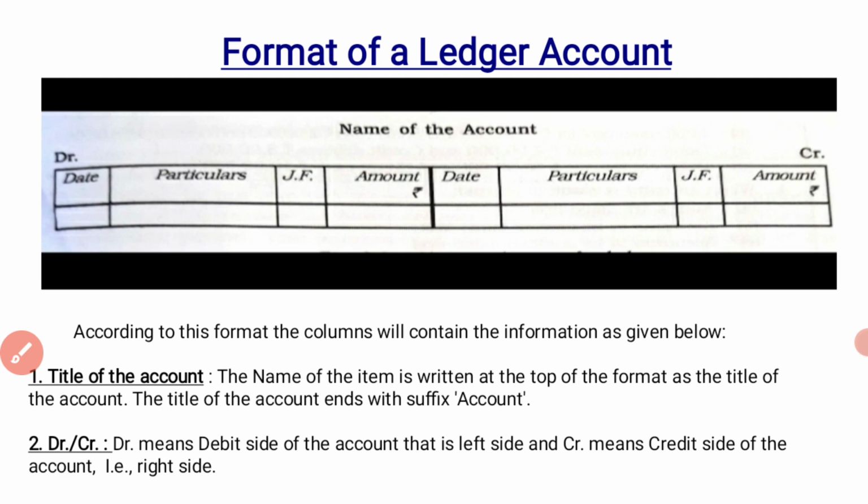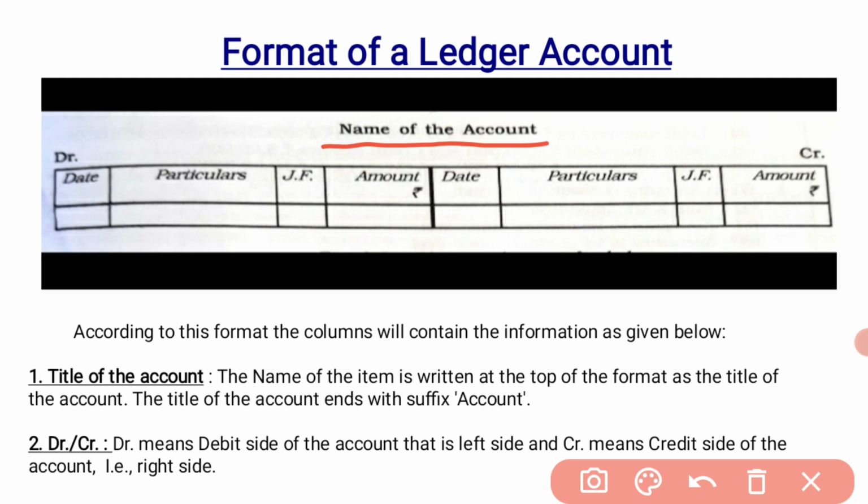Here we can see the format of ledger account. We already know how the journal entry is to be prepared. In ledger account, first you have to write the name of the account. For example, cash account, capital account, furniture account, bank account, machinery account, purchase account, sales account. Like this, individual accounts are to be prepared. Whichever account you are preparing, you write the name of that account here.